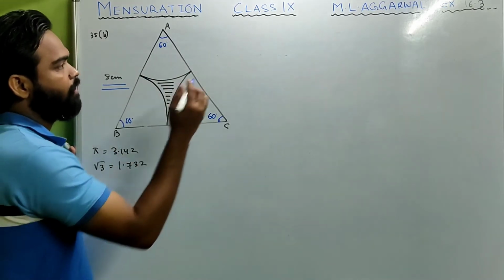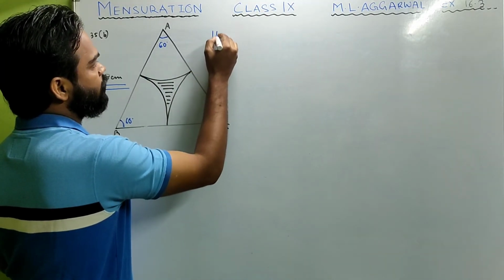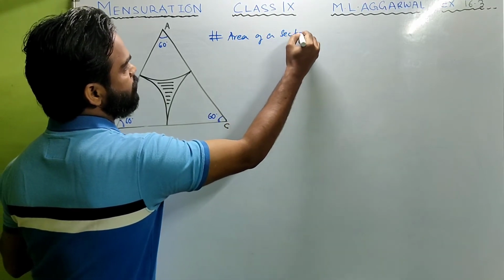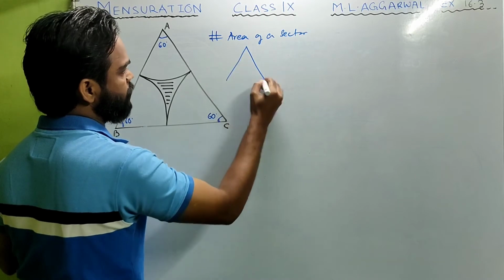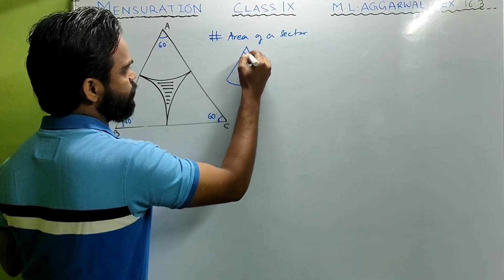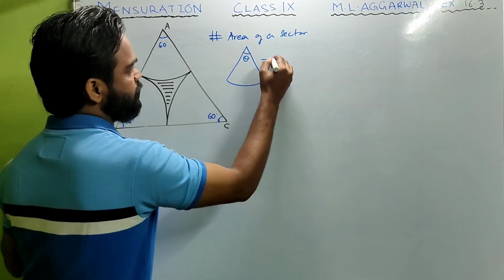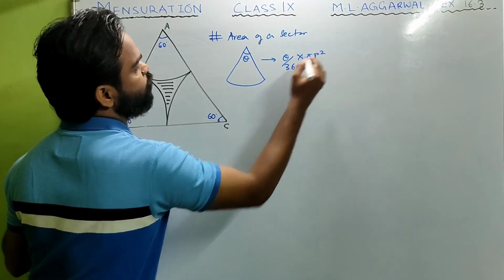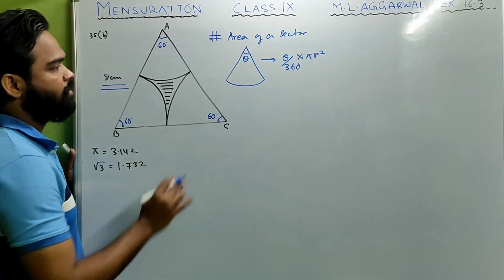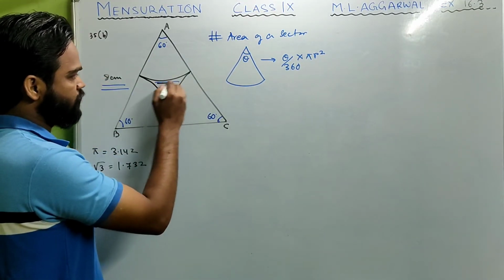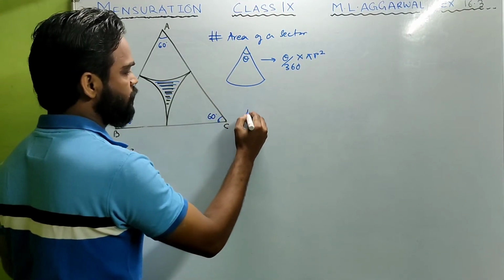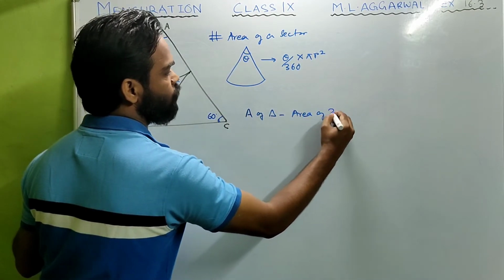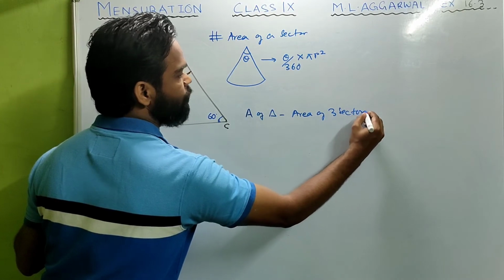Remember that. Now just a note that the area of a sector, suppose you have something like this, a part of a circle, suppose this is theta, is theta by 360 multiplied by pi r square. Pretty simple, okay? So the area of the shaded region over here is nothing but the area of the triangle minus the area of 3 sectors, if you see carefully.